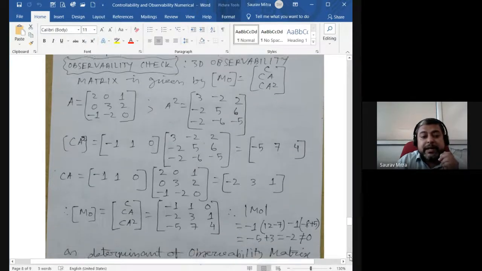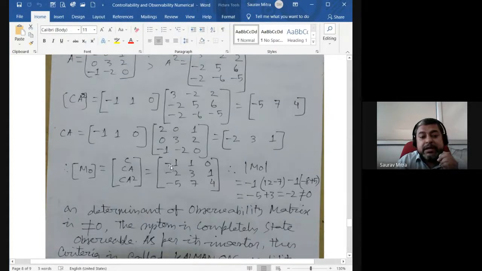So the observability matrix MO, that is C first: minus 1, 1, 0. Then there is CA. So C into A, if you do it, is minus 2, 3, 1. And CA square: A square I have found in the previous page. So CA square is minus 5, 7, and 4. So this is actually the observability matrix.